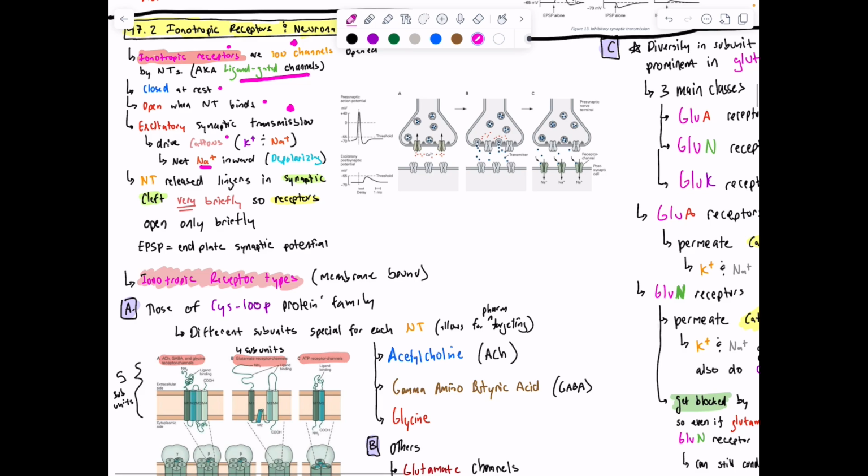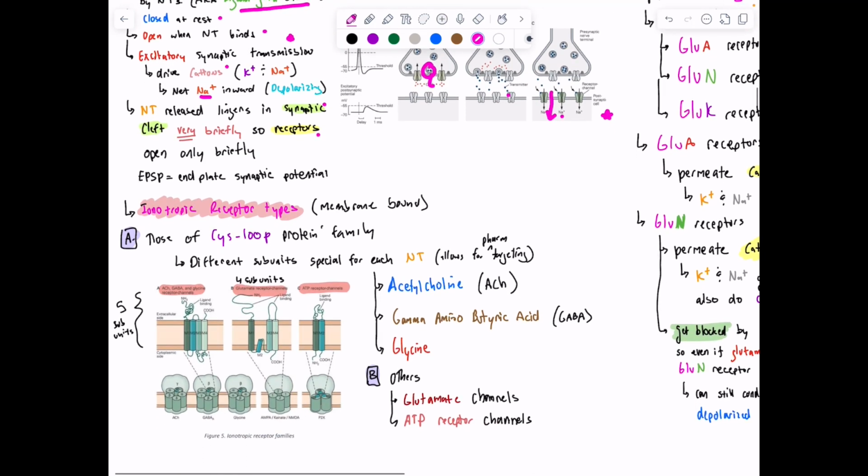And then neurotransmitters just generally linger very briefly in synaptic clefts. So receptors are only open very briefly. And here is just an example. We have some neurotransmitters being released after an action potential, and then that's binding to these ionotropic receptors and letting sodium in, and then you have an action potential, a depolarization on the postsynaptic cell, or the target cell.